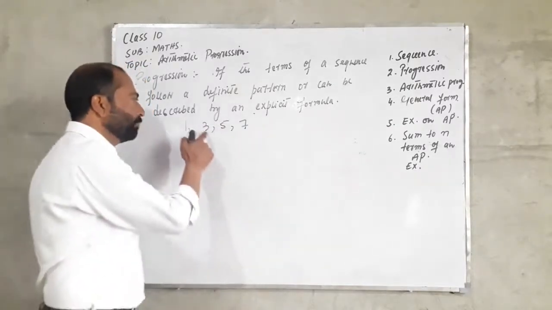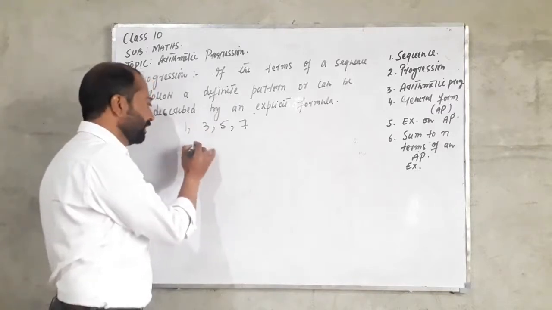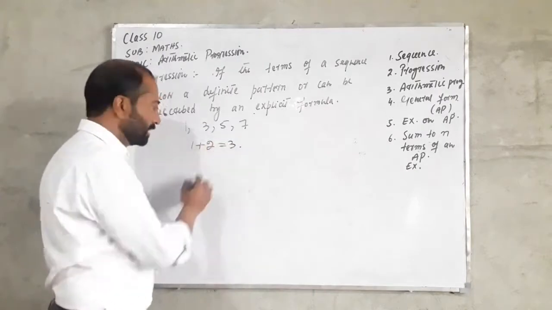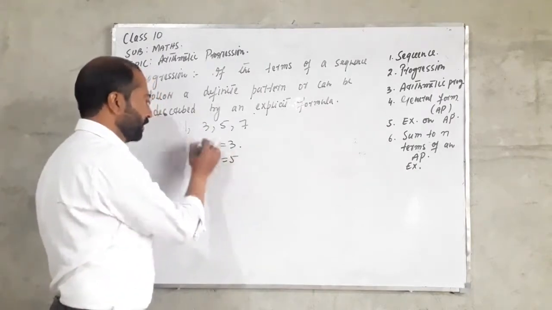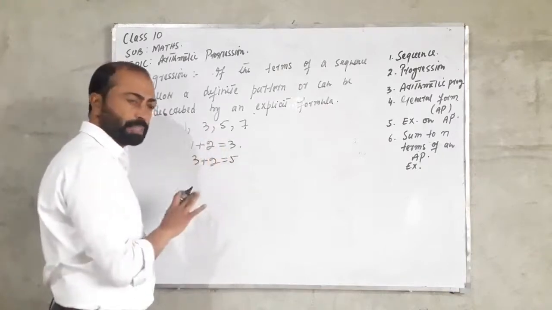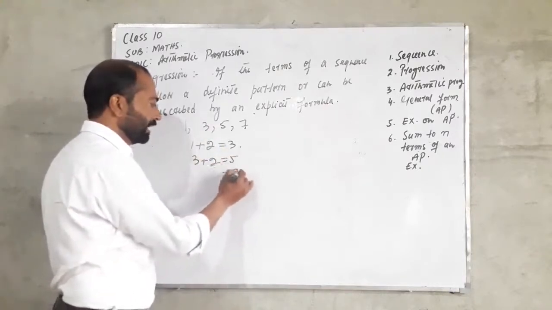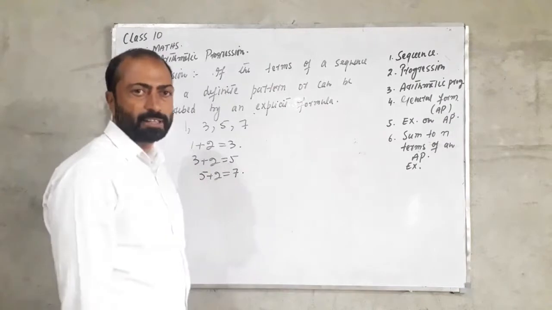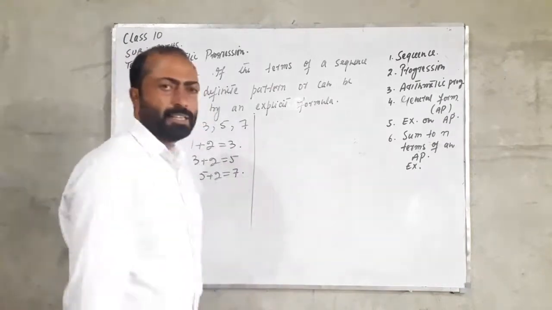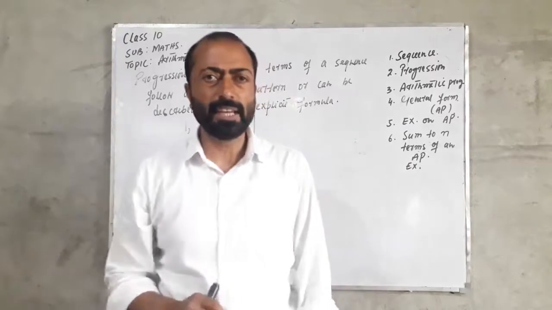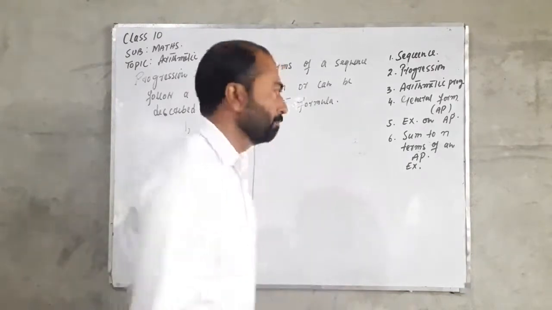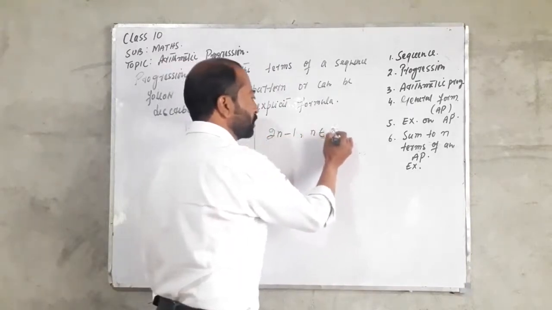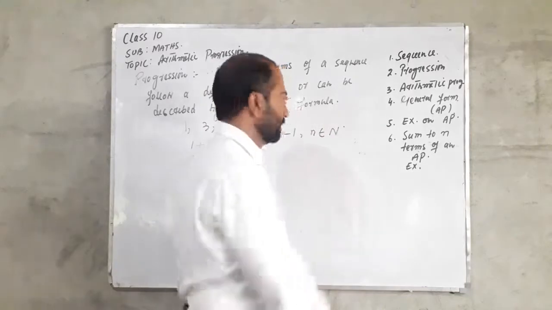For example, if you want to get the second term, you have to add 2 to this 1, the preceding term of this one. That means it sums up to 3. Similarly, you can get here 5. You have to add 2 to the preceding term. Similarly, you can get the 7 by adding 2 to this 5. Right? For example, in the sequence of odd numbers, the nth term can be obtained by the formula 2n minus 1, where this n belongs to the set of natural numbers.